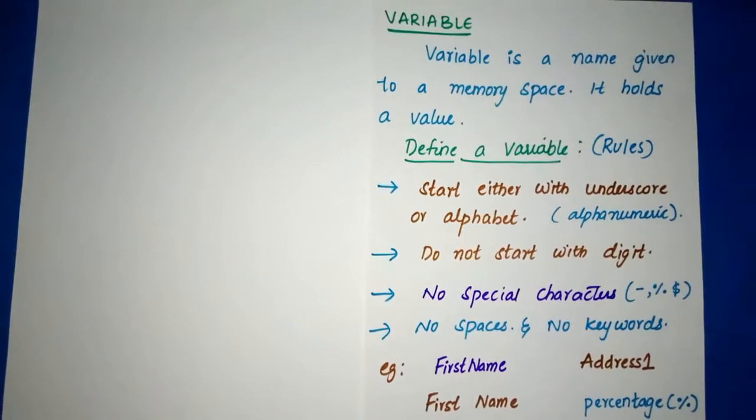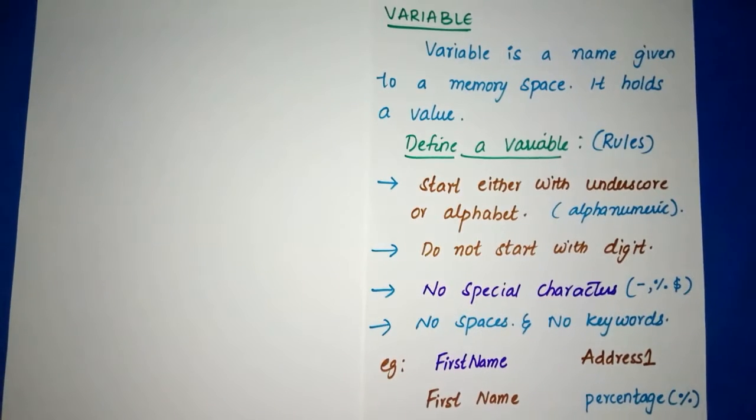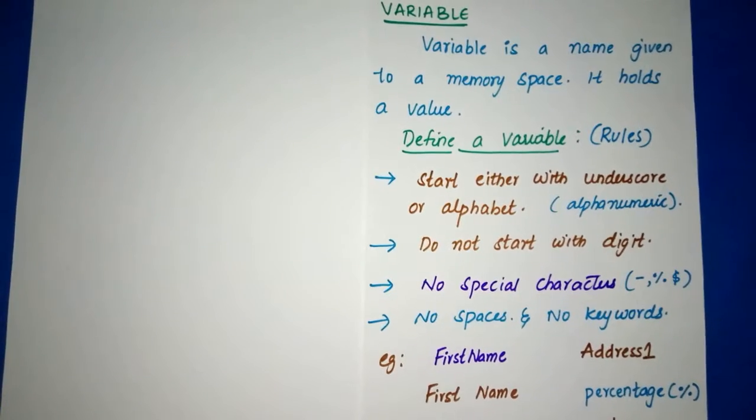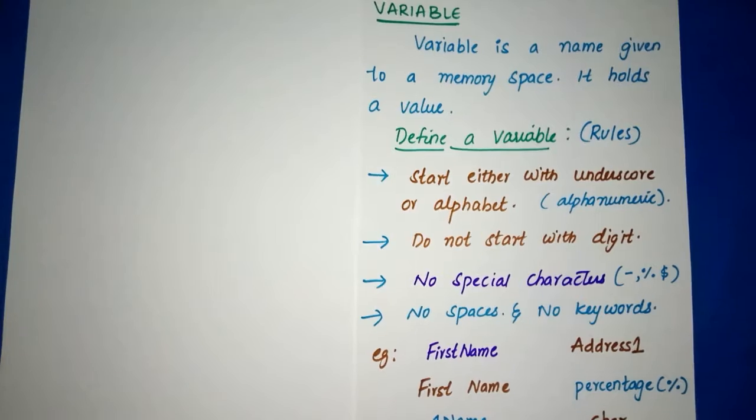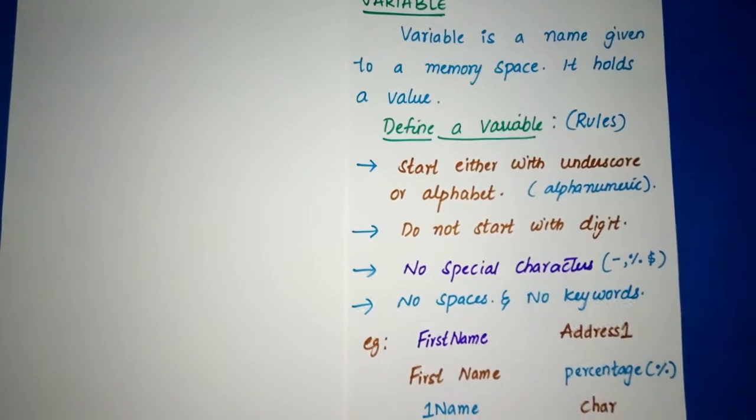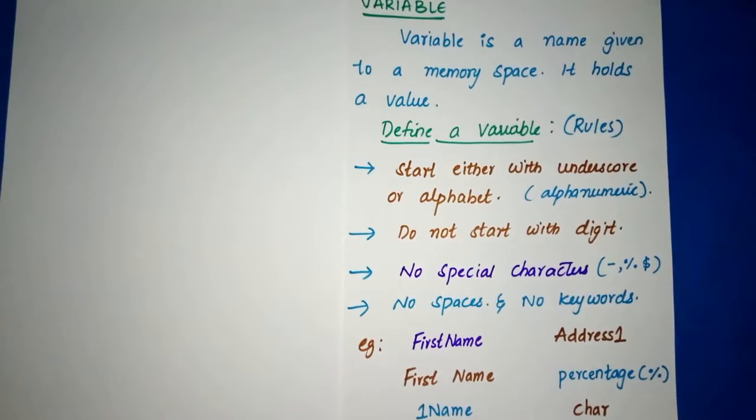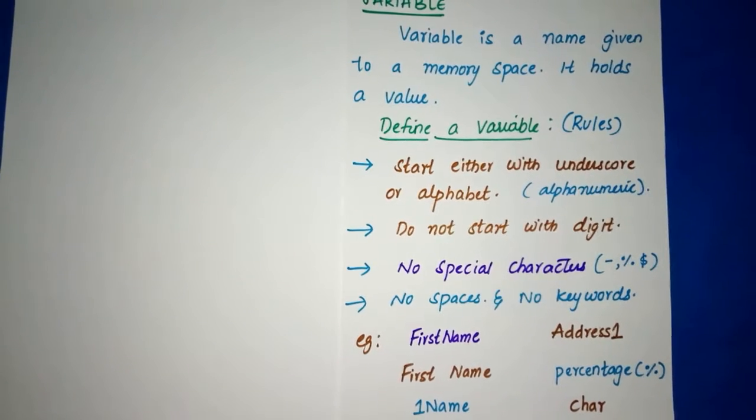What is a variable? Before that, if you want to store anything in a system, it has to be stored in a memory space. Whenever you store something in a memory space, it has to be given a name. That name is called a variable. So what do you call a variable? A variable is a name given to a memory space.